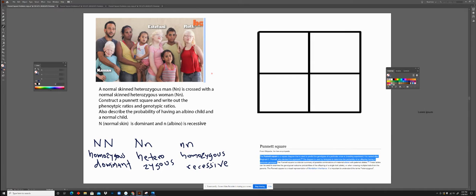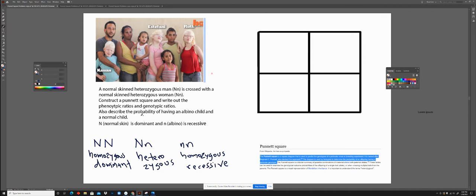So here we have the scenario. Here we have our family that we've been talking about. We now know the genotypes of the parents, and we can, using the Punnett square, figure out what the chances are that their future kids will have albinism or normal skin. So let me read the problem to you. It says a normal-skinned heterozygous man, big N, little n, is crossed with a normal-skinned heterozygous woman. Construct a Punnett square and write out the phenotypic ratios and genotypic ratios. Also describe the probability of having an albino child and a normal child.